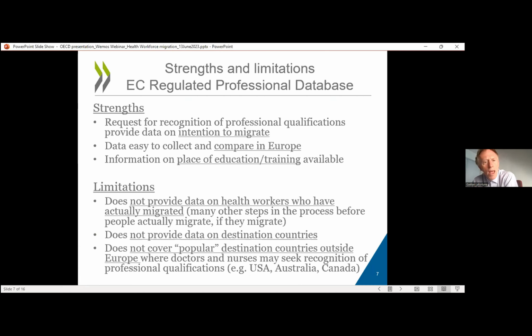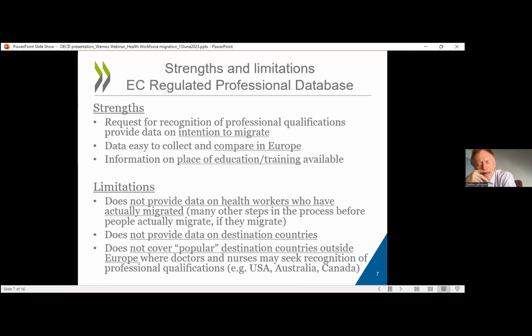Because, as I already said, the recognition of professional qualifications is the first step in a process which includes many other steps. Before people will move, they may have a language test to pass. If they want to go to the Netherlands, for instance, or to Denmark or Sweden, they will have a language test to pass. Then they will need to get a job offer. It's not enough to get your qualification recognized. You need to get a job before you're going to leave your job in most cases. So you don't get this.